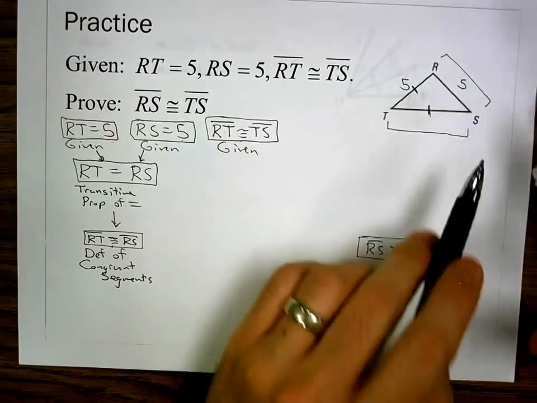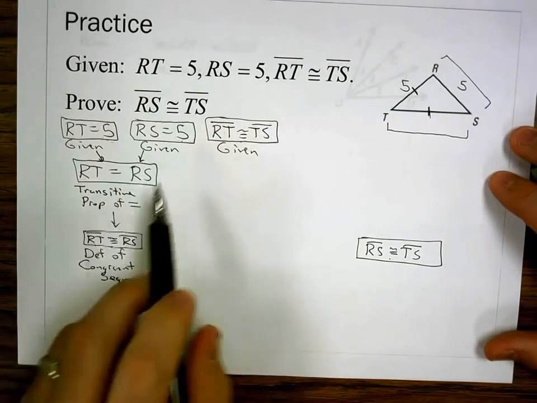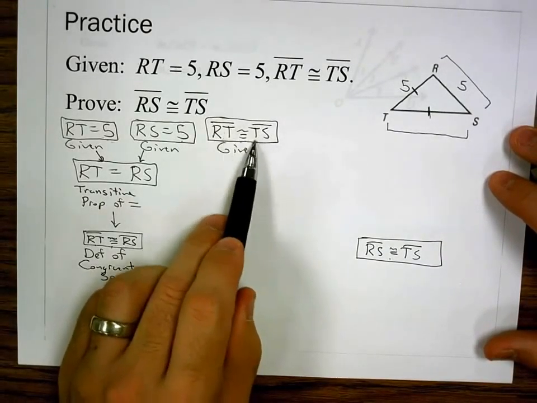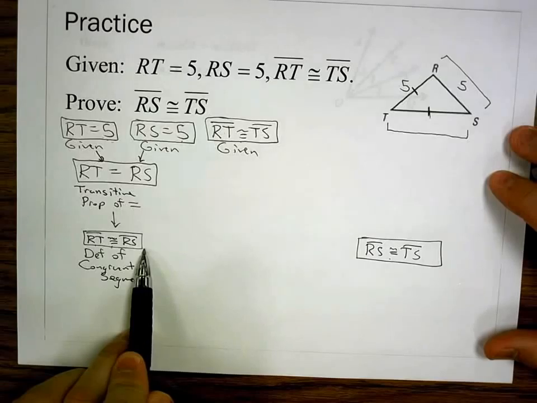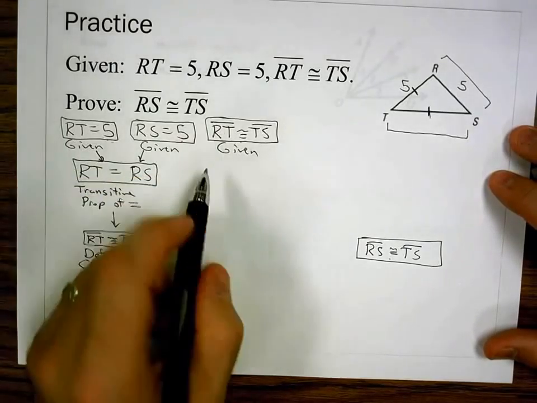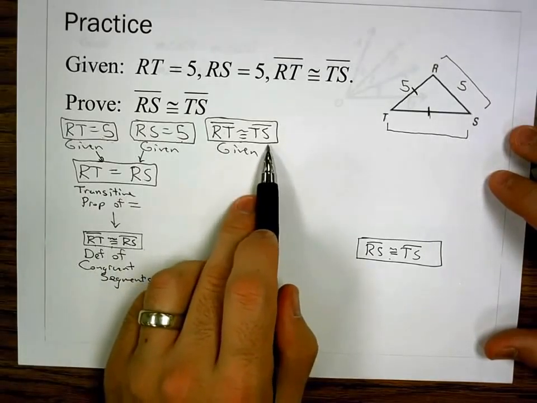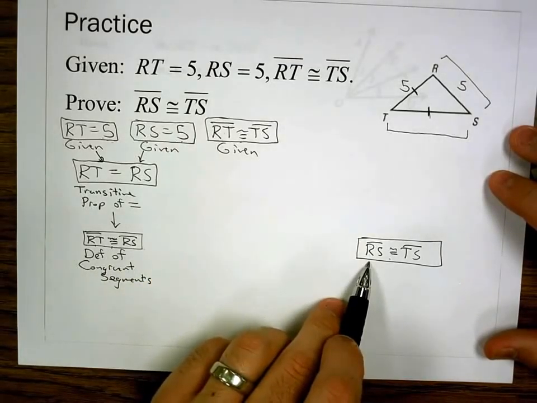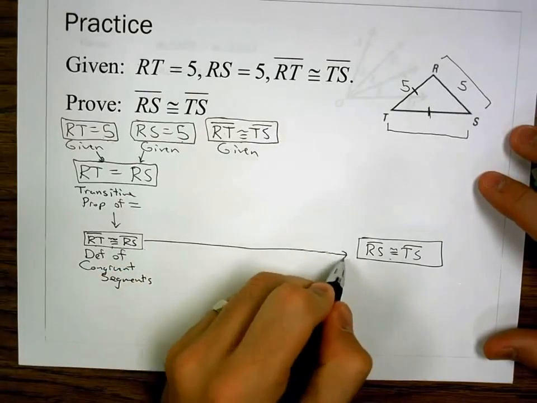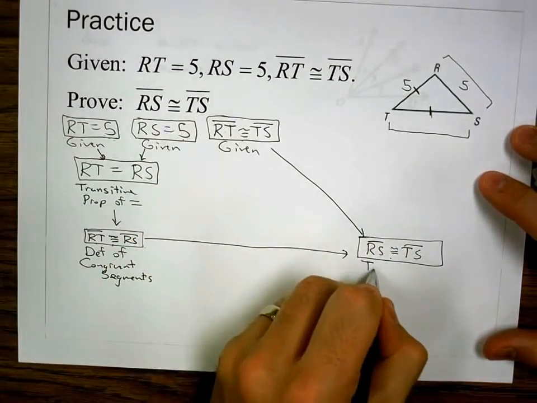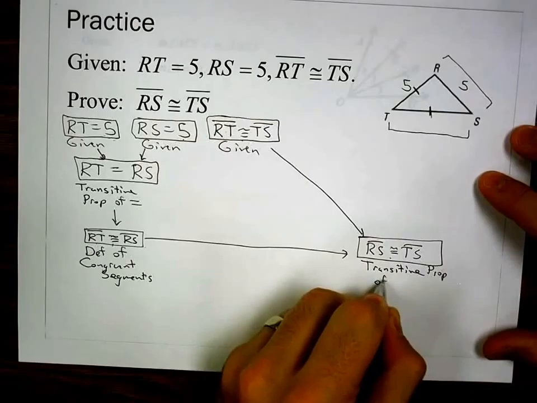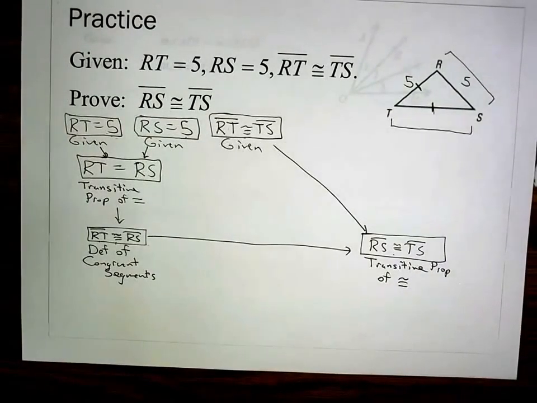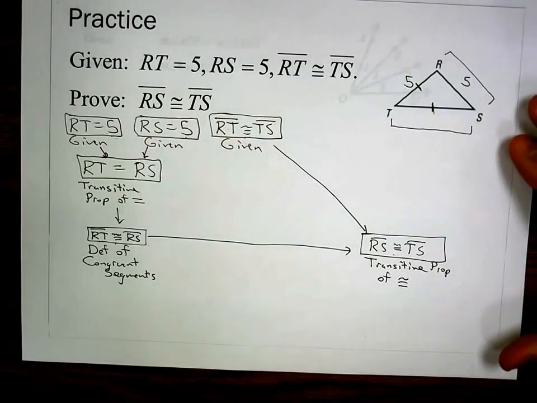Now I want to look if I can connect those. And I said earlier, transitive idea may be the key. Well, let's see. RT is in both. If these terms are both congruent to RT, then they're congruent to each other. They both have RT, so I could say that RS is congruent to TS, which is what we want. So really I can just connect these two statements and say that by transitive property of congruence, I get that they're congruent. That's my proof. I've created that logical argument on how to get there, and I'm done.